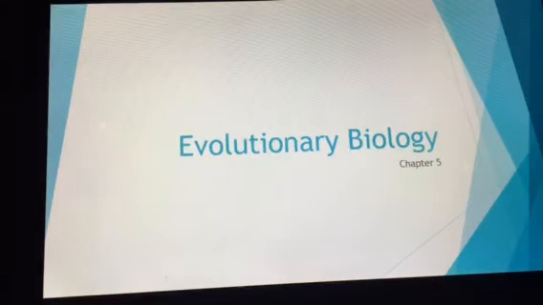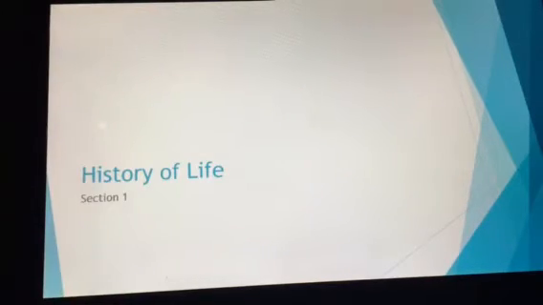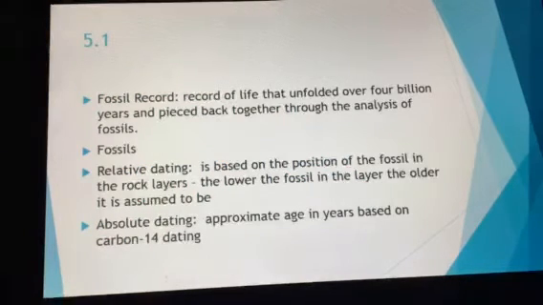Okay, chapter 5 is going to be about evolutionary biology, and we're going to start with the history of life and really the development of our planet and how everything kind of started here. Okay, so section 1, we are going to be looking at the fossil record. Okay, so fossils are really preserved remains or traces of organisms from the past.